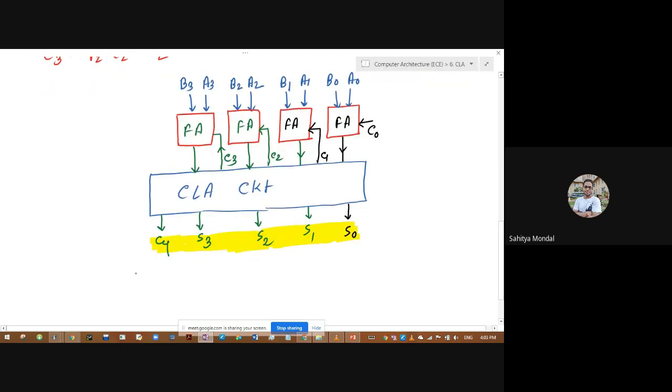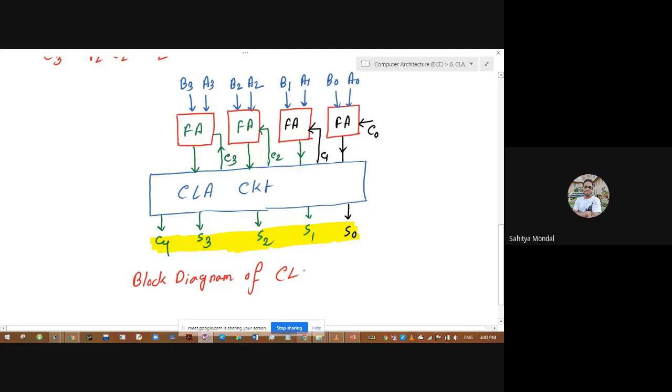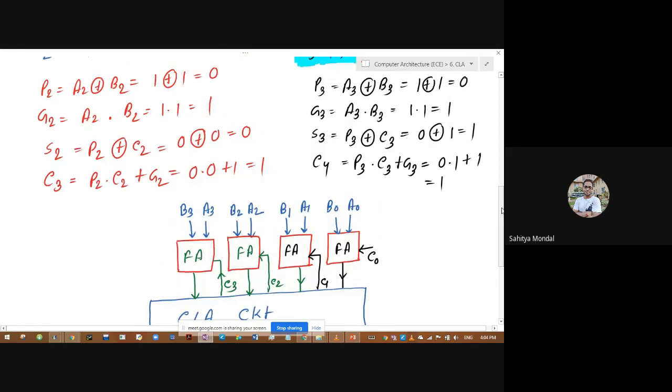Block diagram of CLA, and also precisely mention not only CLA, 4-bit CLA. That is also essential. If you can design an 8-bit CLA, 16-bit CLA, the total cost of the hardware will be higher, and also the performance will increase, as with 16-bit you can add 16 bits parallelly.